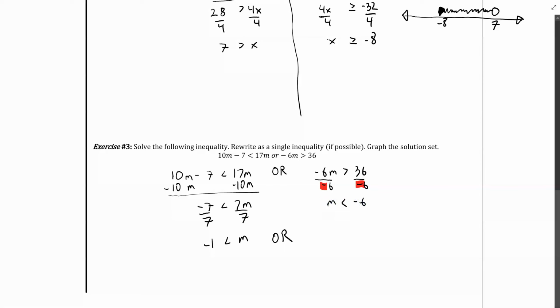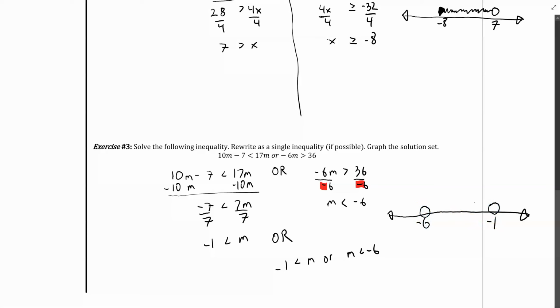Now, because this is an OR statement, we cannot combine these into a single inequality. So the answer is literally negative 1 is less than m, or m is less than negative 6. And we want to graph. And as it turns out, there's a shortcut for OR statements as well. We have negative 6 with an open circle there. We have negative 1 with an open circle there.